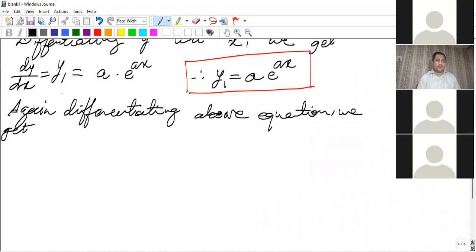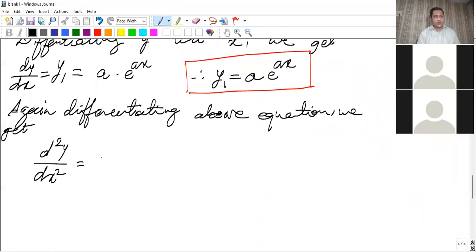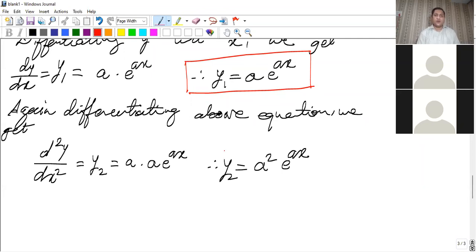Okay. So if we differentiate this again, what we'll get? We'll get d2y by dx square, and that is going to be y2. So this a is here as it is, and again we'll differentiate e raised to ax. A is going to be constant, so we have again the derivative as a into e raised to ax. So if we simplify, y2 is equal to a square e raised to ax. So this is the second order derivative that we have got.